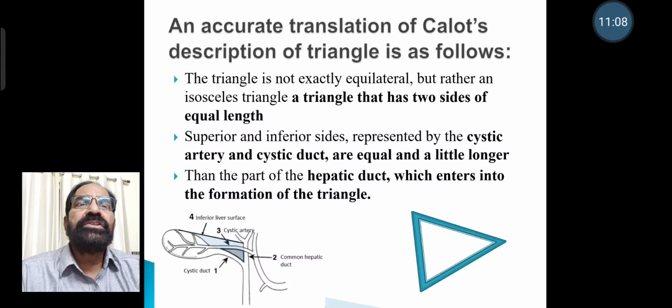The triangle is not exactly equilateral, but rather an isosceles triangle, a triangle that has two sides of equal length. Superior and inferior sides represent the cystic artery and cystic duct and are equal and a little longer than the part of the hepatic duct that enters into the formation of the triangle, as you can see in the picture. Cystic artery, cystic duct and the hepatic duct.